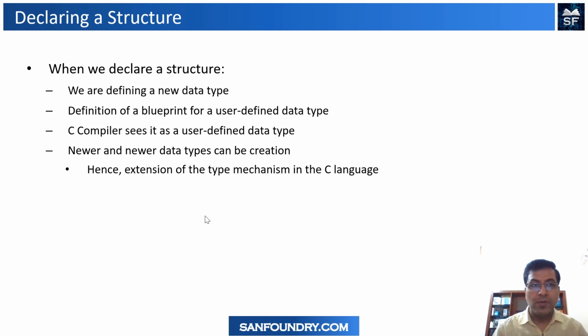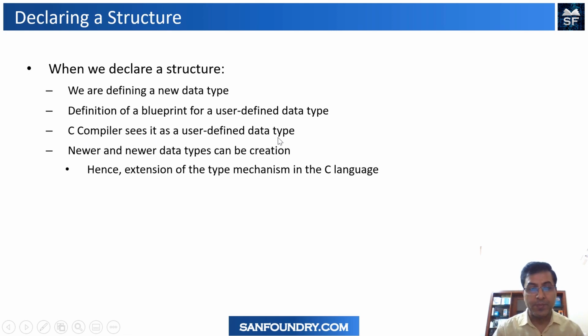So in a sense, when we talk about declaring a structure in C language, we are defining a new data type, because C language has primitive data types and user-defined data types. In user-defined data types, the first thing it allows us is to create a new structure. So we are really creating a new data type. Whatever we write inside the structure definition is a blueprint, a template for our current student or employee structure. And the C compiler fully understands that it's a new user-defined data type that we can use in our program.